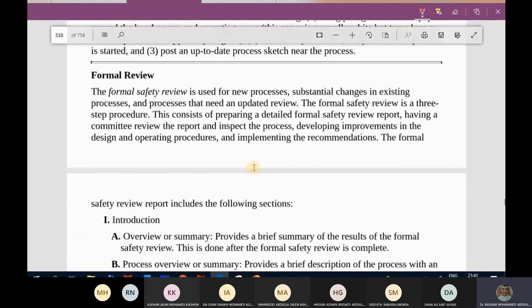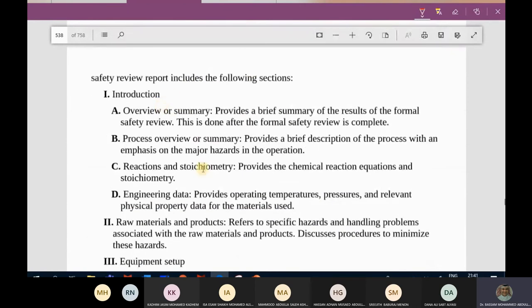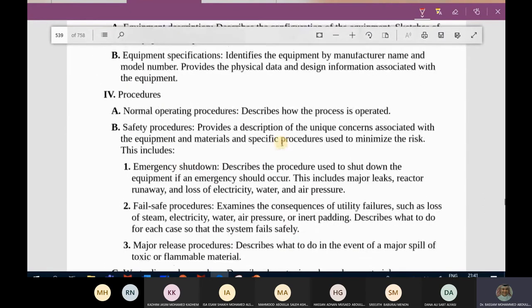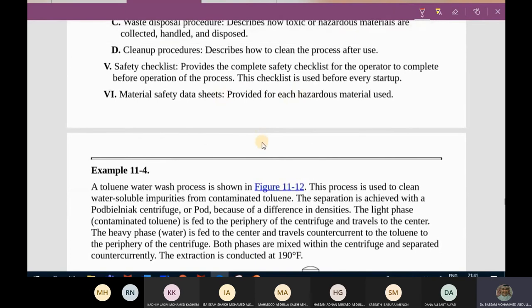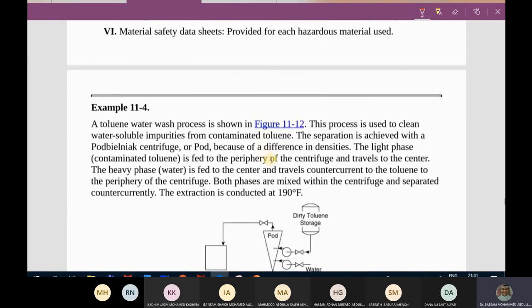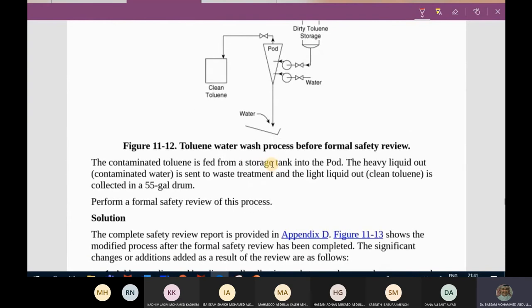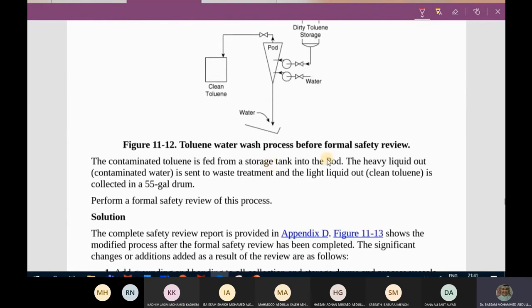Of course, you can have a formal review where you have all the information about everything: the summary, the reaction, the engineering data, the materials, the equipment, the procedures, so that you can go to the next step and do your safety procedure there, or the safety review.